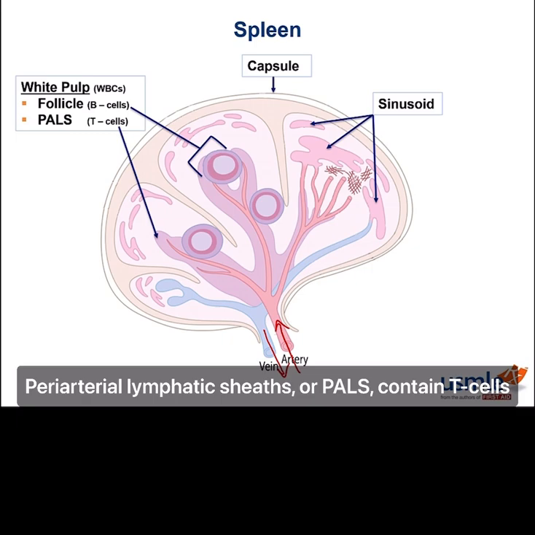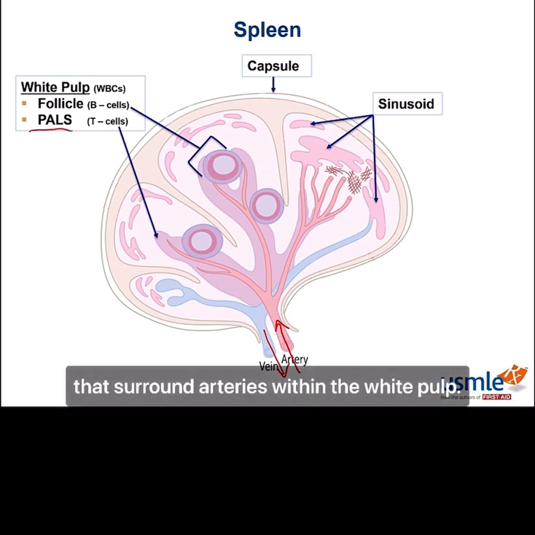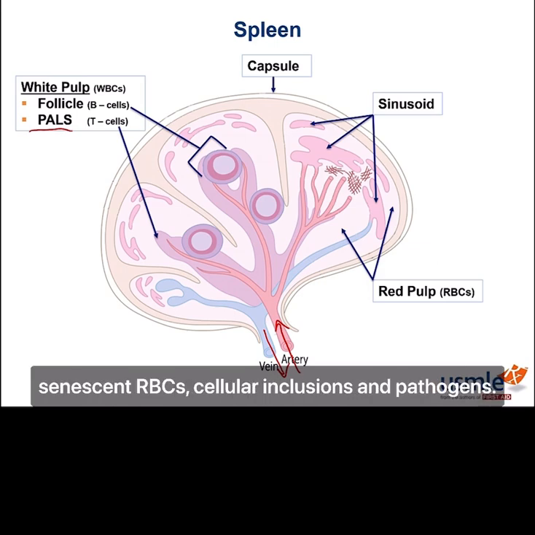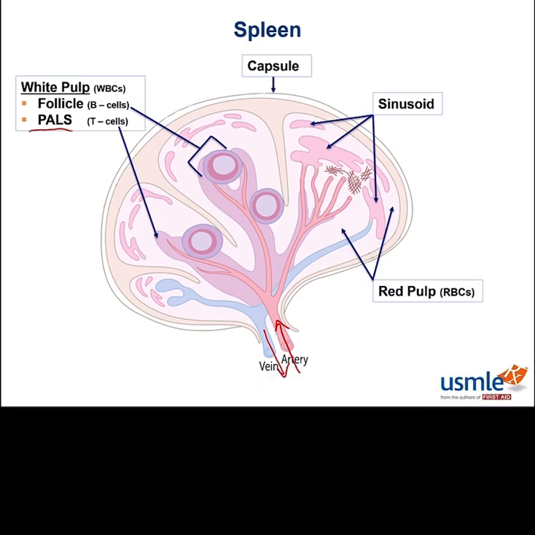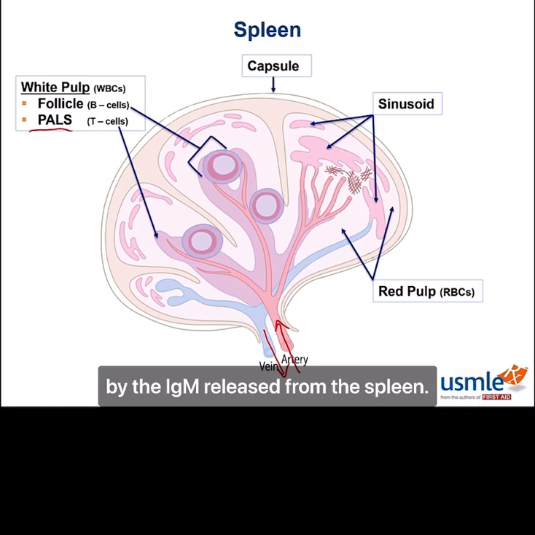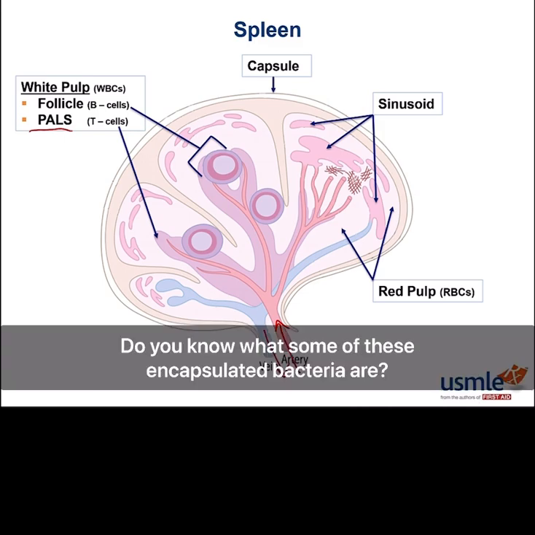Periarterial lymphatic sheaths, or PALs, contain T cells that surround arteries within the white pulp. Blood eventually trickles into the red pulp, where macrophages mechanically filter out senescent RBCs, cellular inclusions, and pathogens. Bacteria with capsules are normally destroyed by the IgM released from the spleen. Do you know what some of these encapsulated bacteria are?